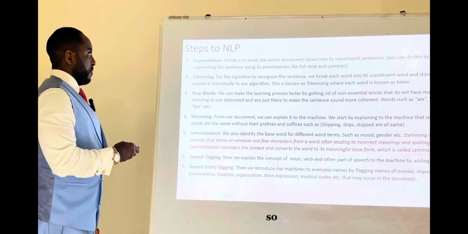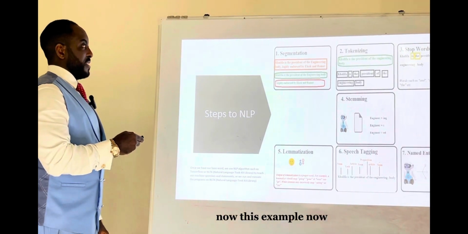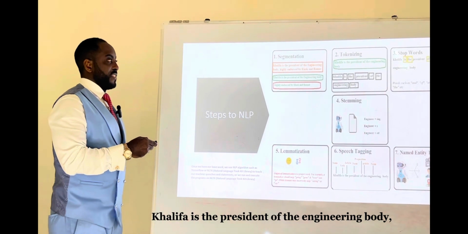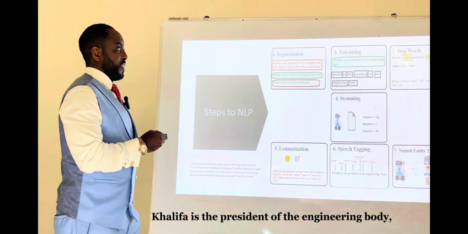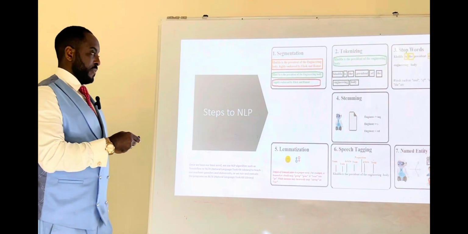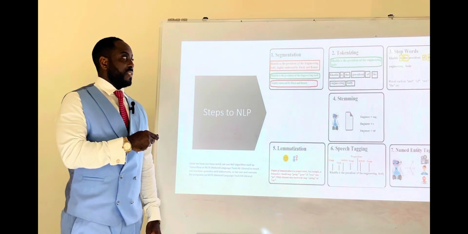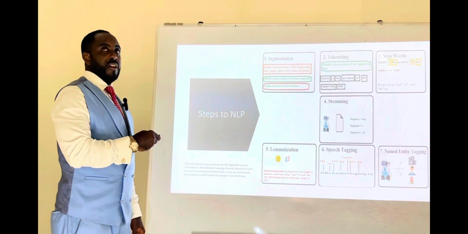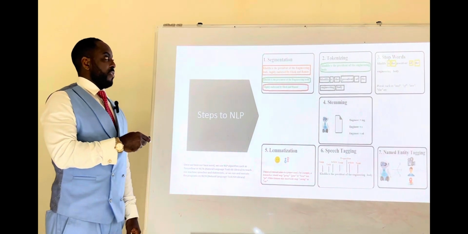Okay, so now let's take this example. Now I have this example: Khalifa is the president of the engineering body, highly endorsed by Ekok and Ramat. That is my example. I'm listing this as: Khalifa is the president of the engineering body, highly endorsed by Ekok and Ramat.